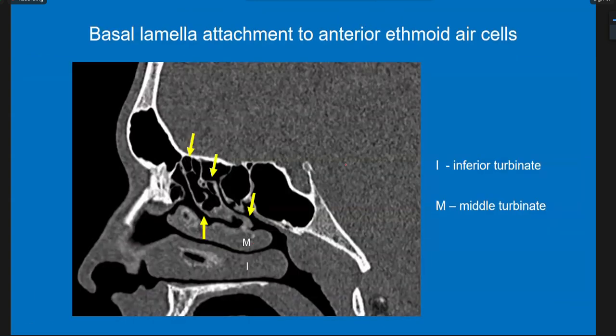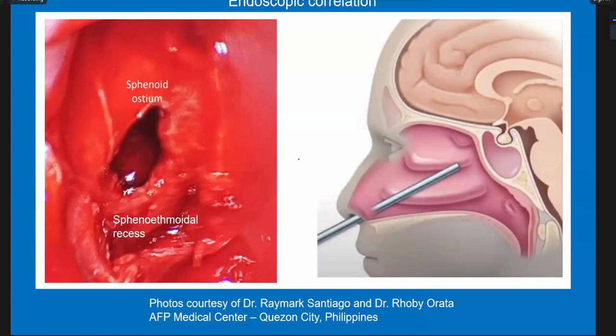Again, on a sagittal image, you can see the important landmarks, particularly the inferior turbinate, the middle turbinate, and the basal lamella. This is the attachment to the anterior ethmoid air cells. Again, from an endoscopic view, you have the ostium of the sphenoid. You have the sphenoethmoidal recess. You can see here in your instrument the trajectory going towards the sphenoid ostium, and the sphenoethmoidal recess.